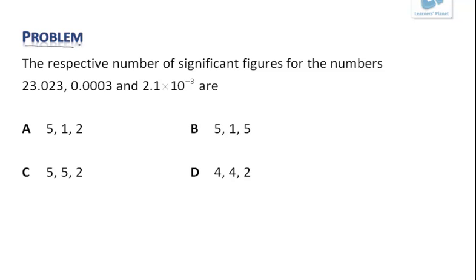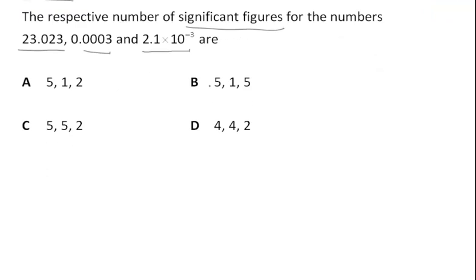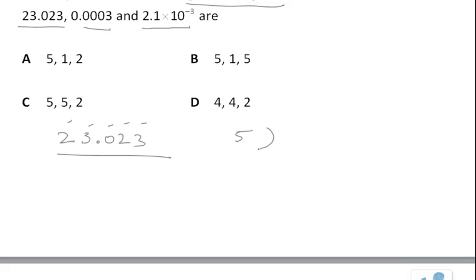Now the next problem is the respective number of significant figures for the numbers 23.023, 0.0003 and 2.1 into 10 to the minus 3 are. Okay, now this is a very simple problem. In 23.023, all the digits, that is 1, 2, 3, 4, 5, they are significant because this 0 which is coming in between two non-zero digits is also a significant figure. Okay, so this has got 5.